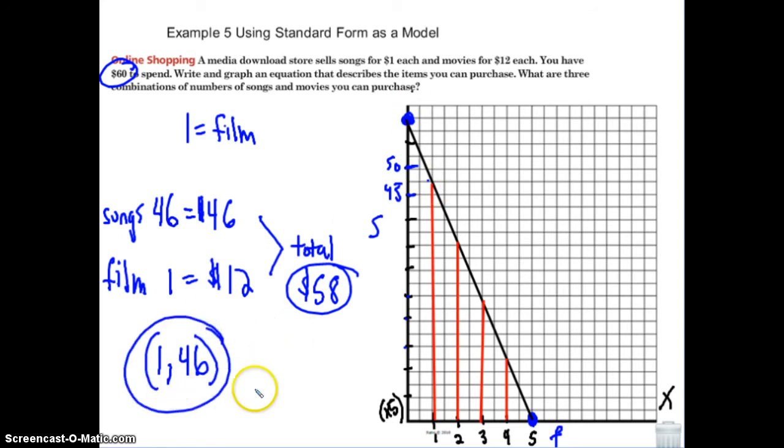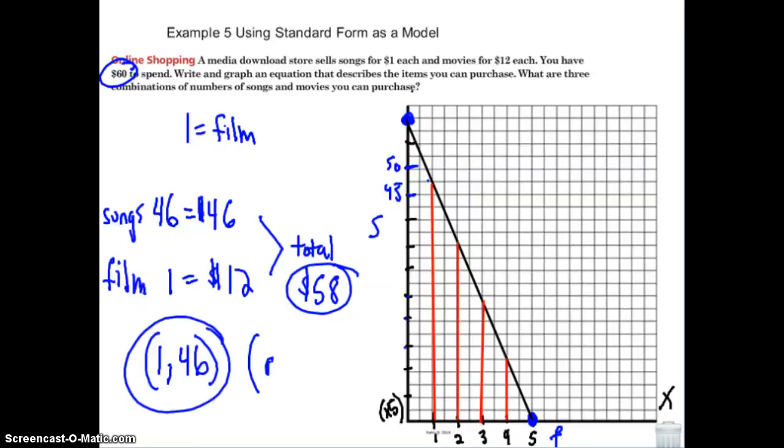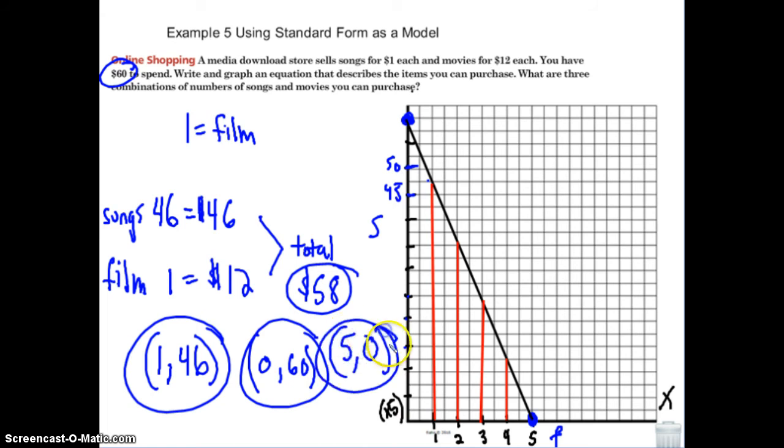Another one would be 0 films and 60 songs. And then last we could also get 5 films and 0 songs. So basically we just have to find dots on the line that make sure that we can still spend underneath our budget.